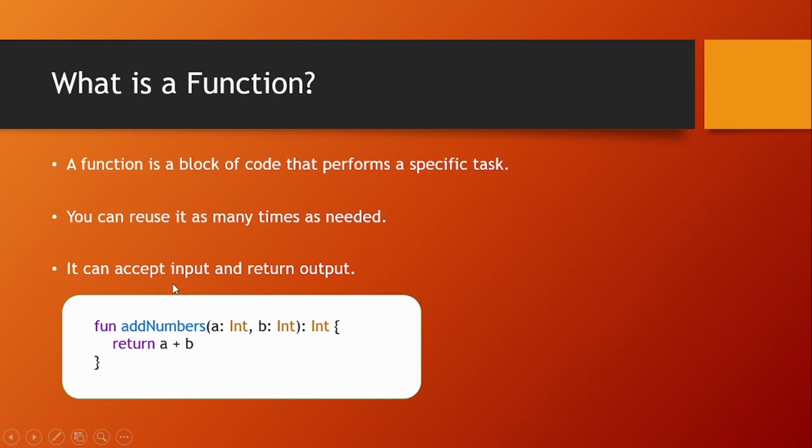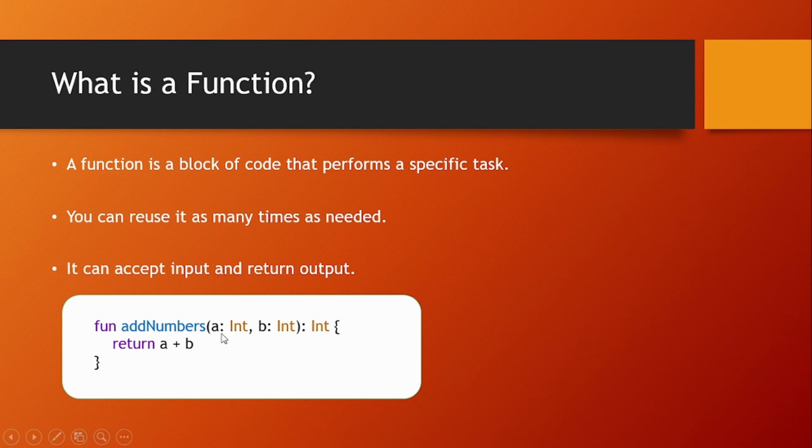You can reuse this function in your code as many times as you want. If you want to add two numbers one time, and again you want to add two numbers a second time, as many times as you need, you can use this function in your code. This function can accept input. You can pass integer values. As you can see, the data type of these two parameters is integer. You can pass only integers in this function because I have already declared the data type as integer.